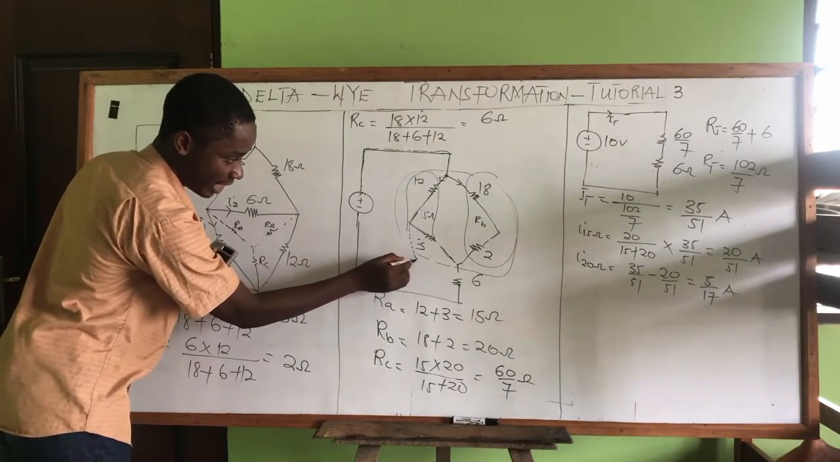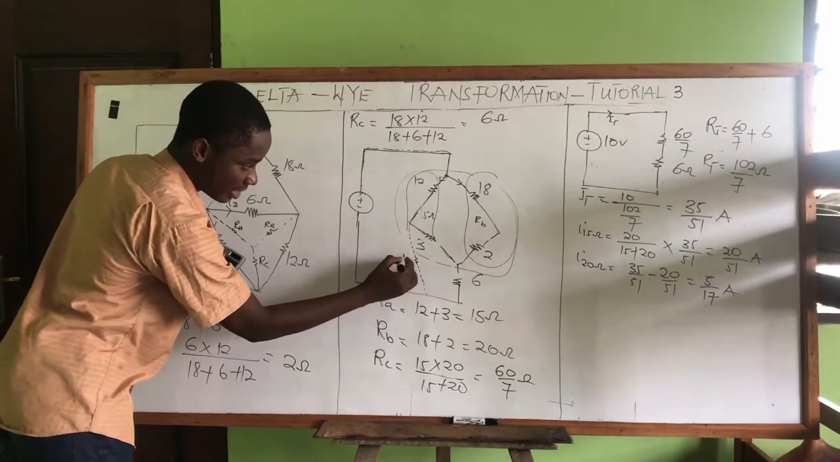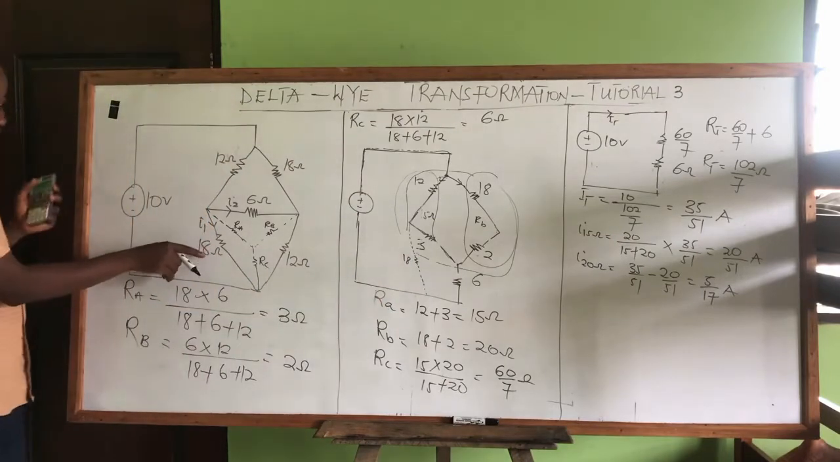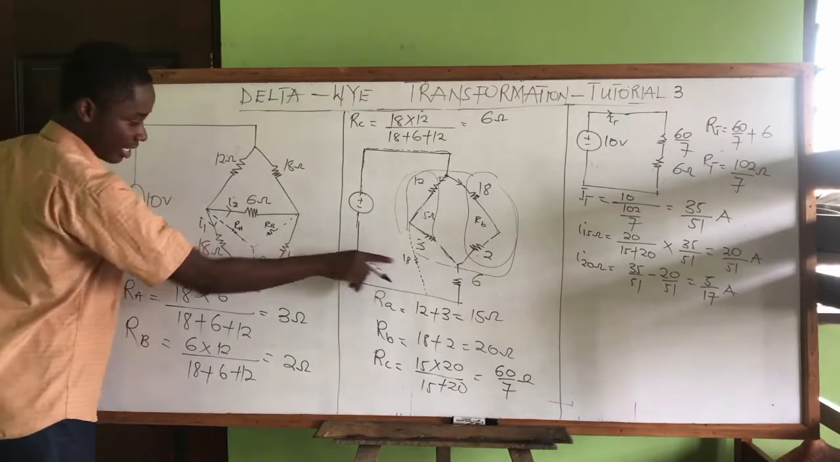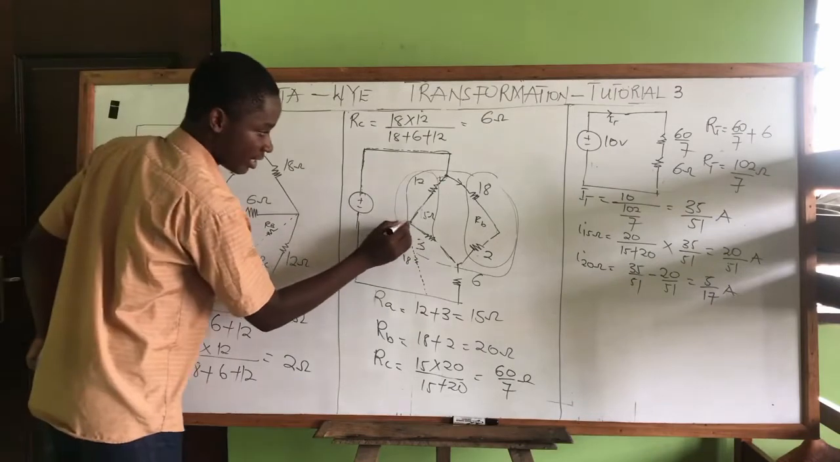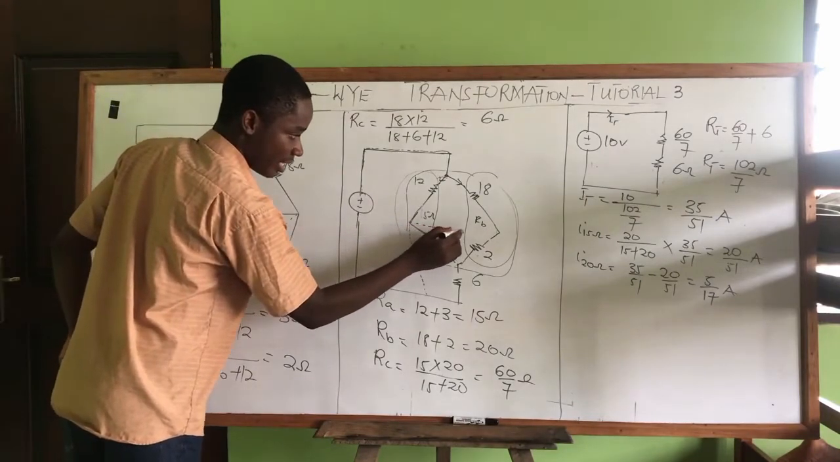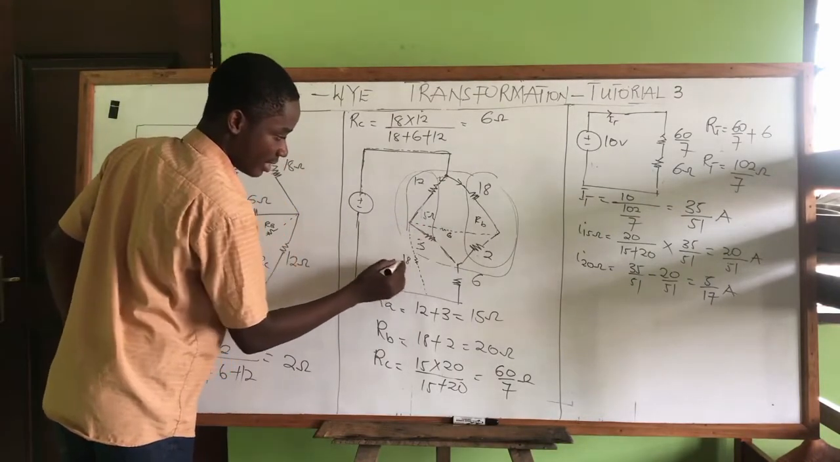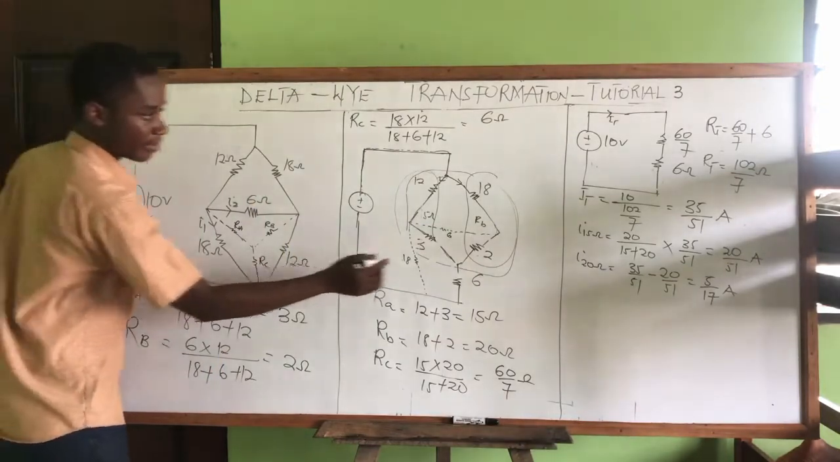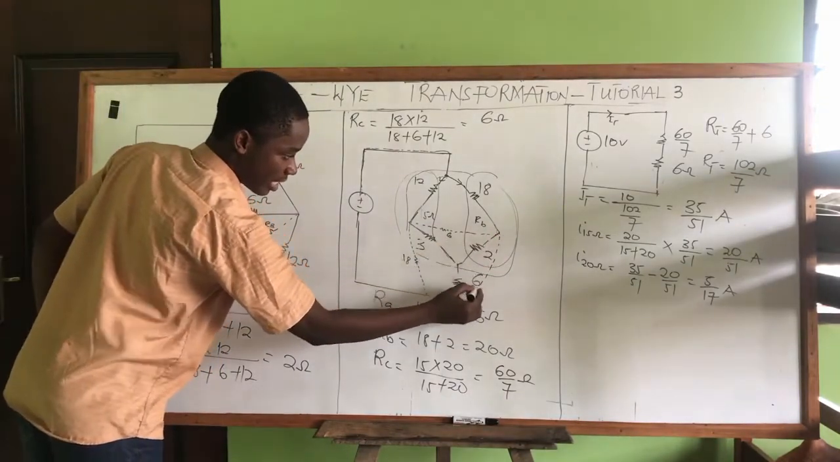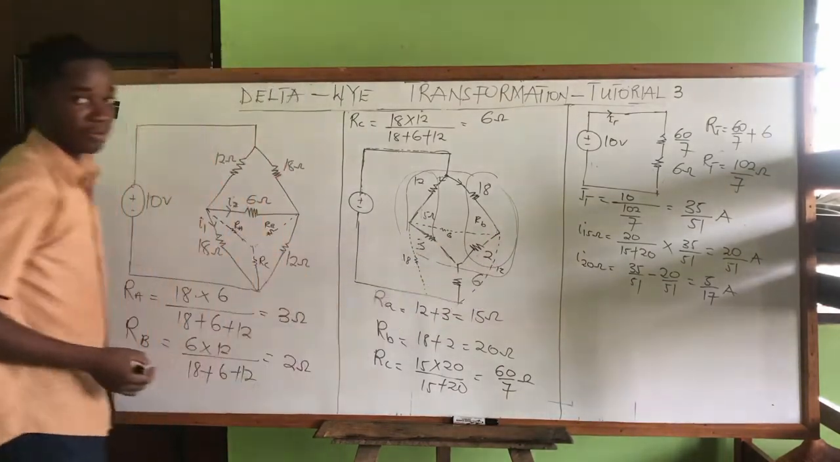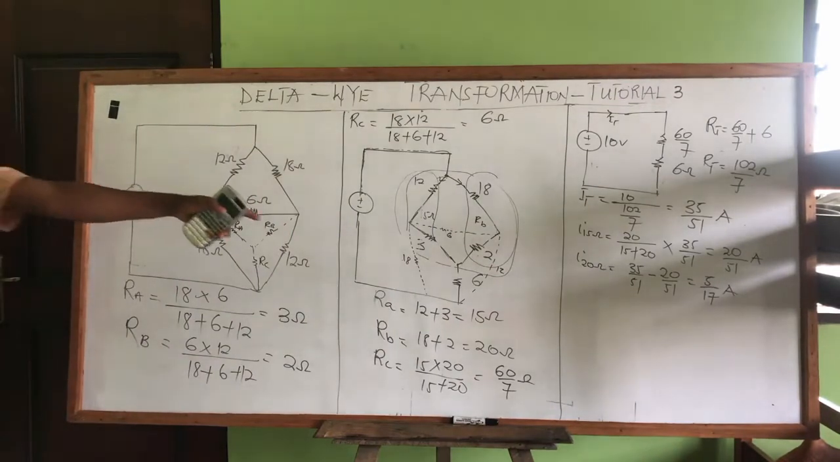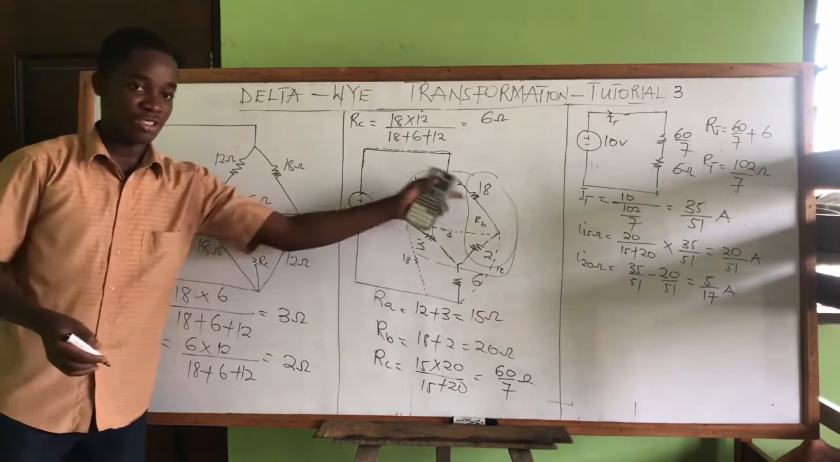Assuming we have our delta, the 18 is where? Somewhere here. This 18 is here. That's somewhere here. This is also where? This is somewhere here. This is here. This 18 is here. This 12 is where? This 12 is also somewhere here. So they are not in our diagram here because we've transformed them.